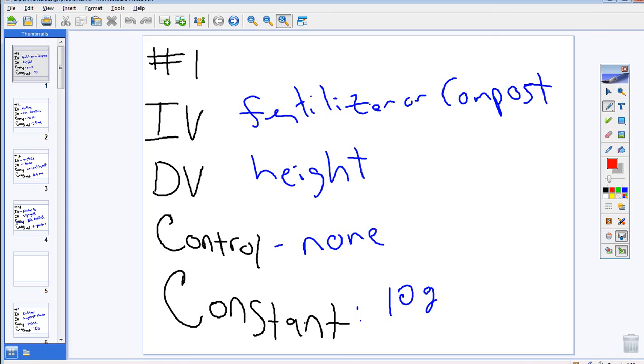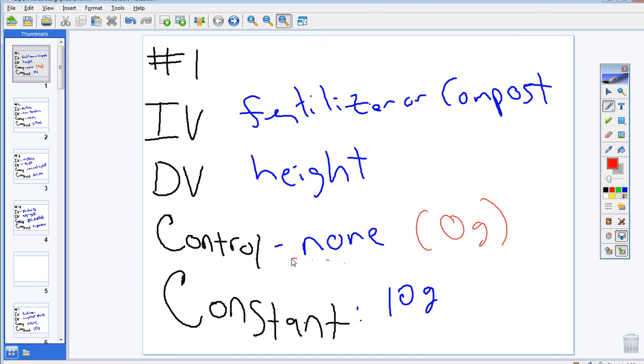How about this? How about do a third plot where we put all the plants set up just like the other ones, and we do, remember, doing the experiment without the IV is what a control is. So there it is, pretty much 0 grams. Now, what about constant?